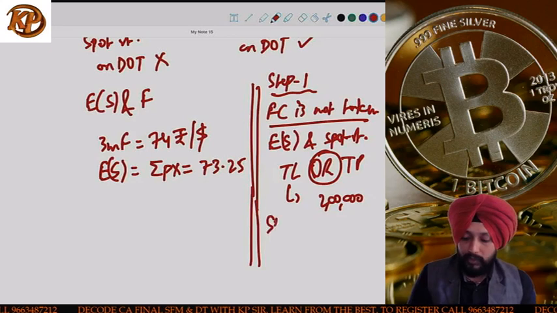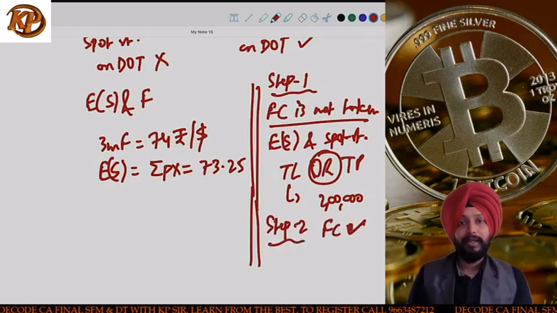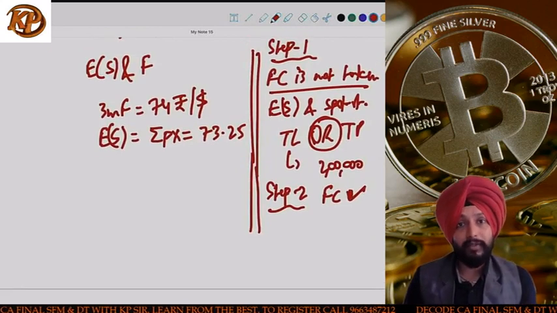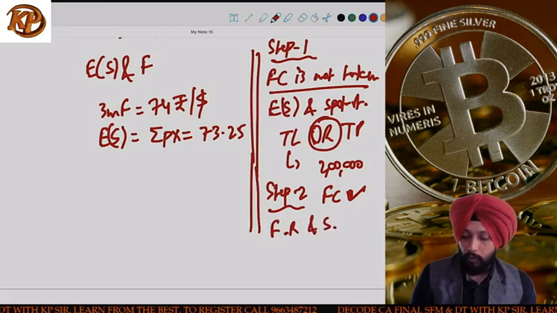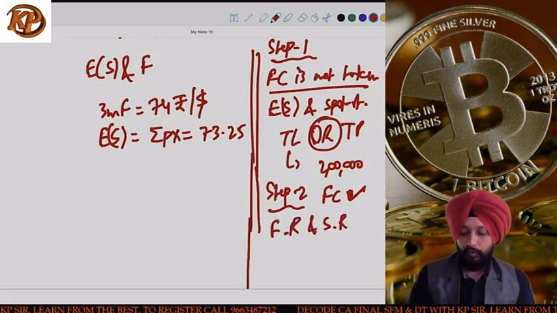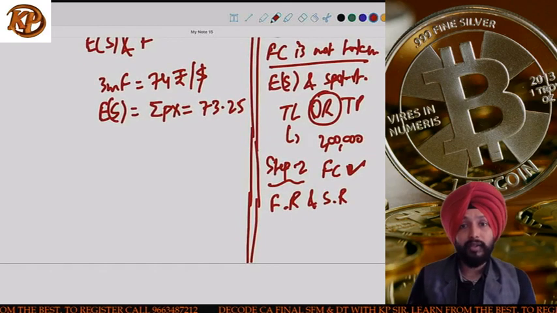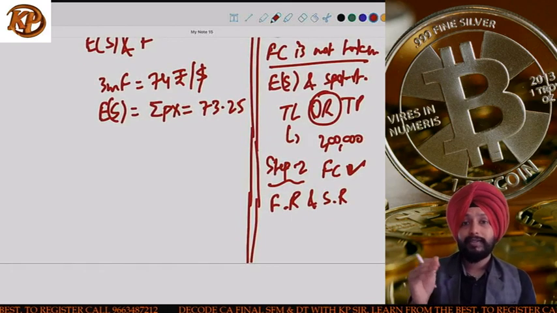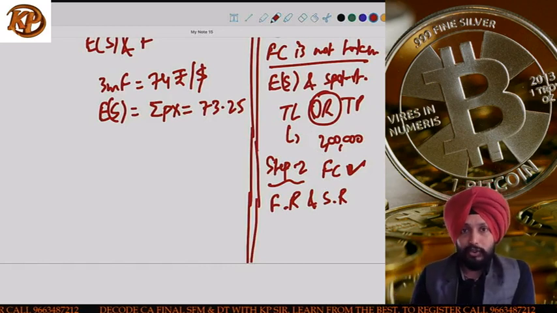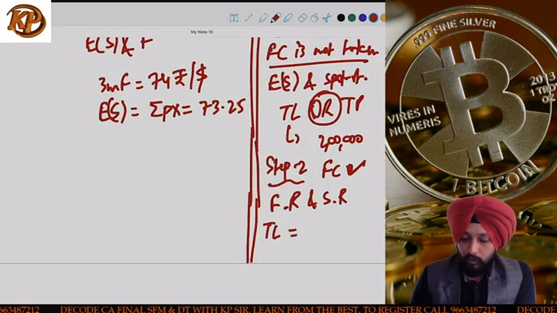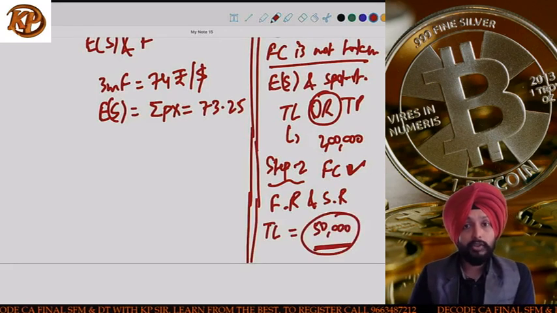Then what is step 2, guys? Step 2 is, if forward cover is taken, then what will happen? Then we will compare the forward rate and the spot rate. The forward rate is the rate at which we will take the forward contract, and the spot rate is obviously the rate on the date of transaction. Suppose in this case also I have a transaction loss, of 50,000. You still have a loss, but the loss is only 50,000.